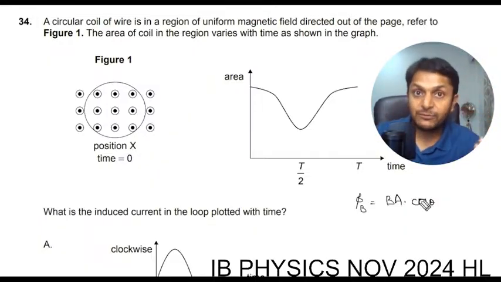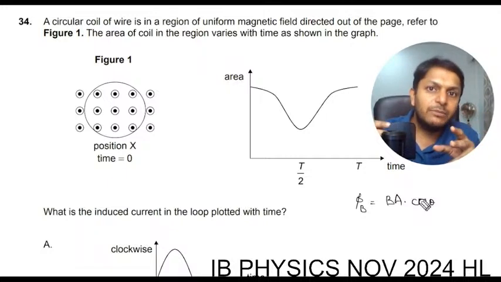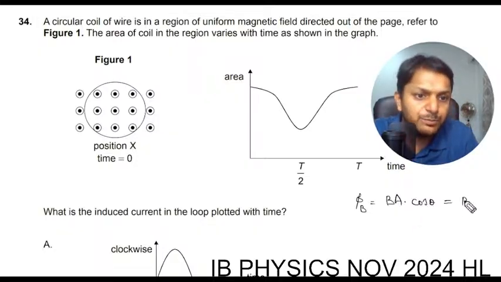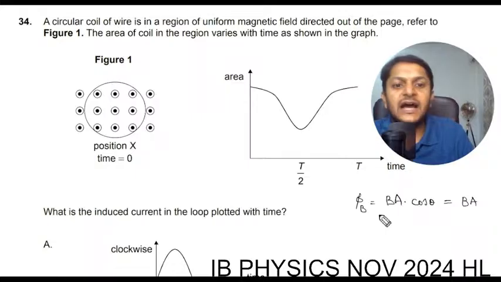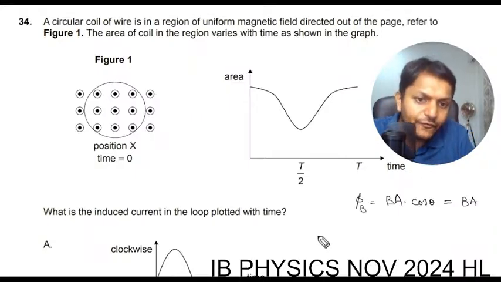Out of the laptop screen. And the magnetic field is also coming out of the laptop screen. Both of them are parallel, the angle is 0, so cos 0 is 1. So it becomes B into A. That is the flux. Now, we want to find the EMF.